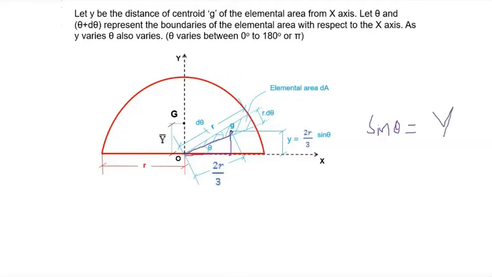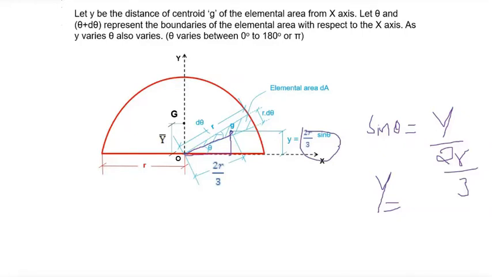So the opposite side is y. The hypotenuse side is 2r/3, 2r divided by 3. Therefore the value of y will be equal to 2r/3 sin theta. That will be the y value, and this value can be simply substituted in the equation.